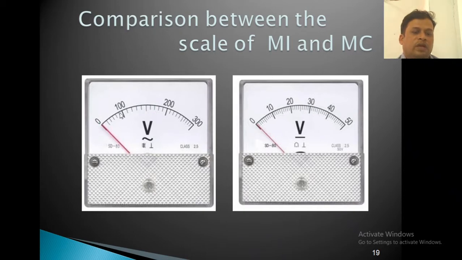A non-uniform scale will have readings that are not evenly spaced across the range. This one will be non-uniform, and you can observe that it is non-uniform here, whereas here it is a uniform reading. So that is the scale difference between MI and MC. You might be observing the scales in real meters also, how they are non-uniform and uniform. You can easily see the difference.